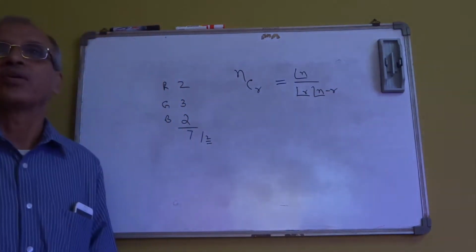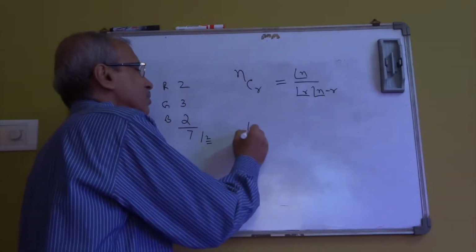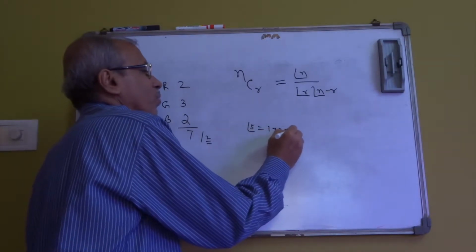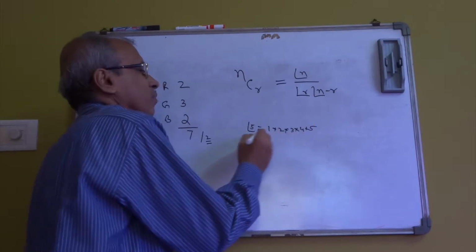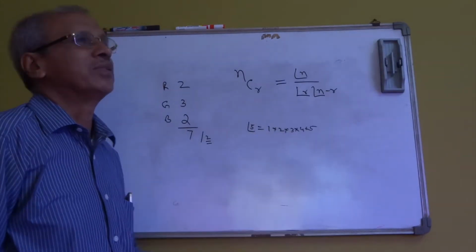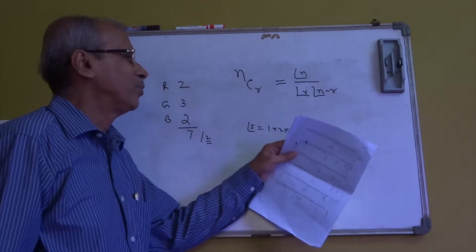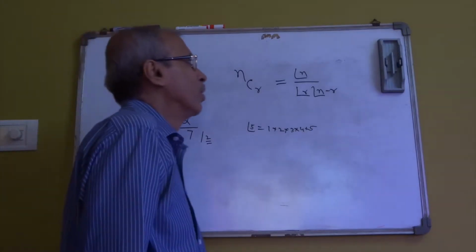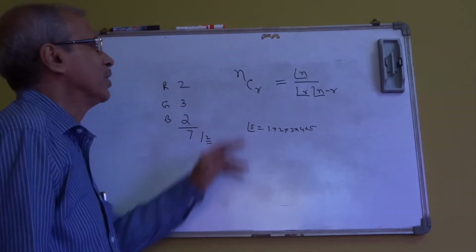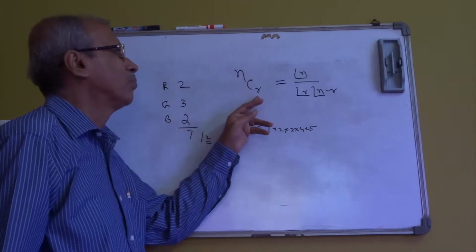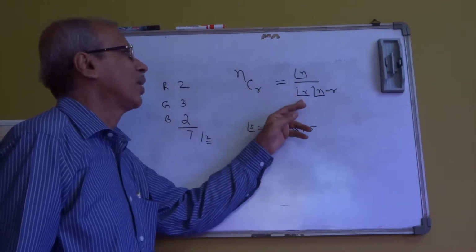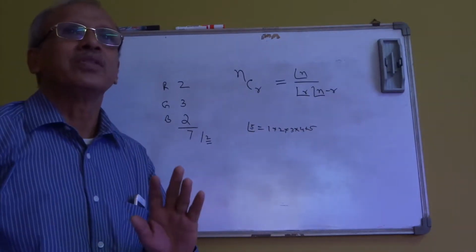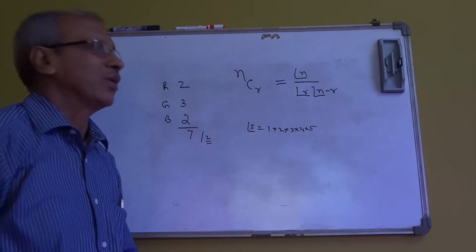What do you understand by factorial? Factorial 5 means 1 into 2 into 3 into 4 into 5. Factorial 6 means multiply by 6. Factorial 4 means it will end with 4, starting from 1. So the formula is NCR, where n is the number of objects and r is the number to be selected: factorial n by factorial r into factorial n minus r. Now when we do the problem, it is easy. You will understand quickly.